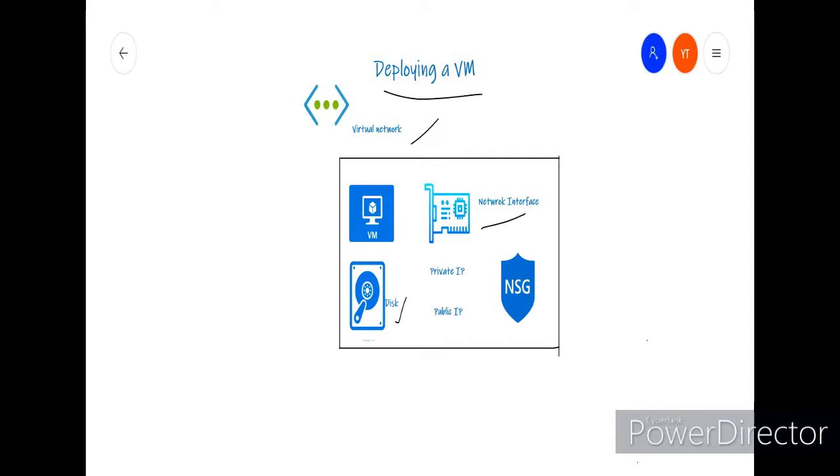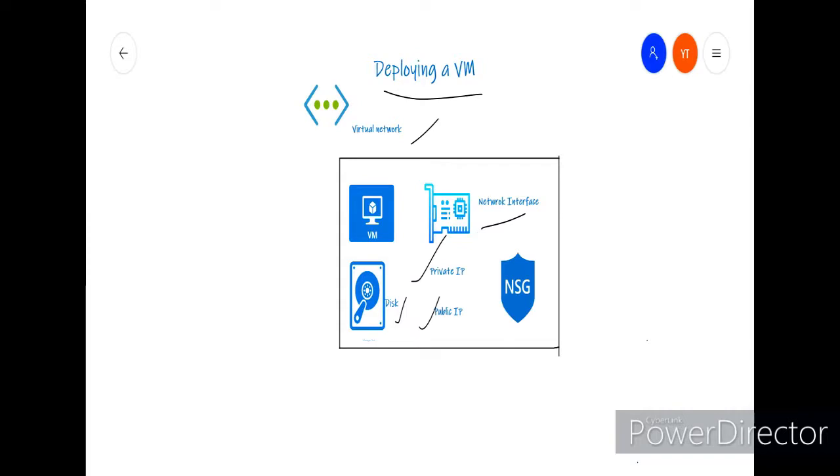And the next one would be the network interface card. It is attached to the virtual machine like a computer. So whatever traffic goes in and goes out from the virtual machine should go via the network interface card. It contains a private IP and then a public IP.